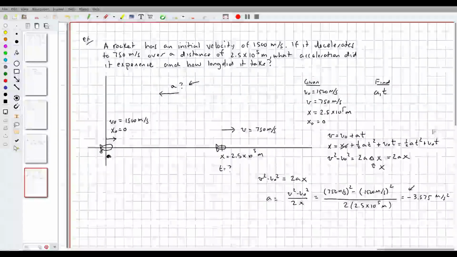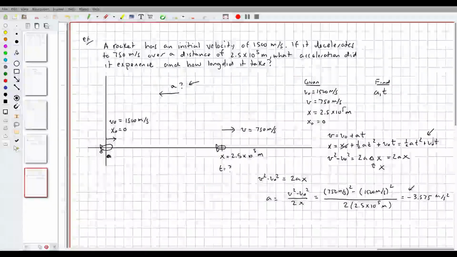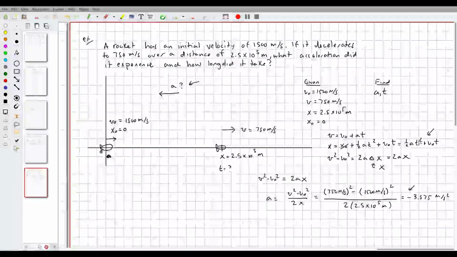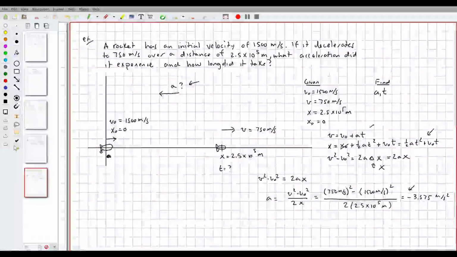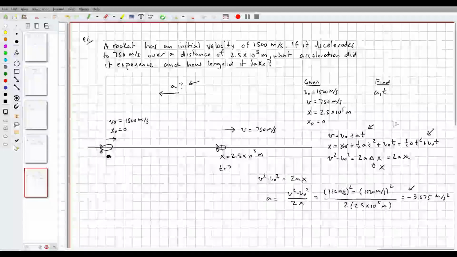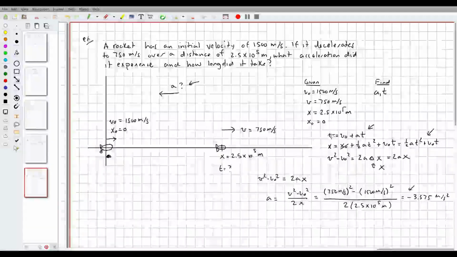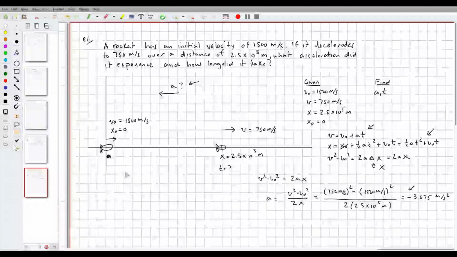I could use this equation right here to find time, but that's going to involve solving a quadratic equation and then deciding on what makes physical sense. On the other hand, this right here has a t to the 1st power. And now that we know what acceleration is, we know our initial and our final velocities, we should be able to use it to find time.